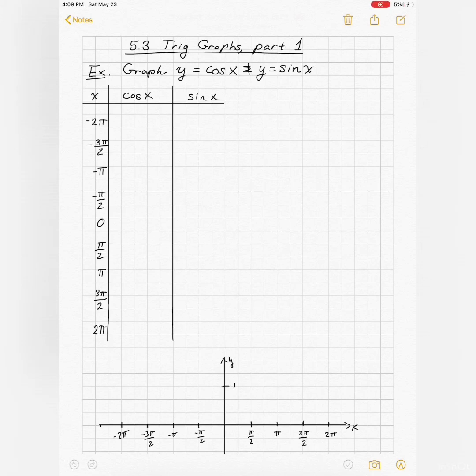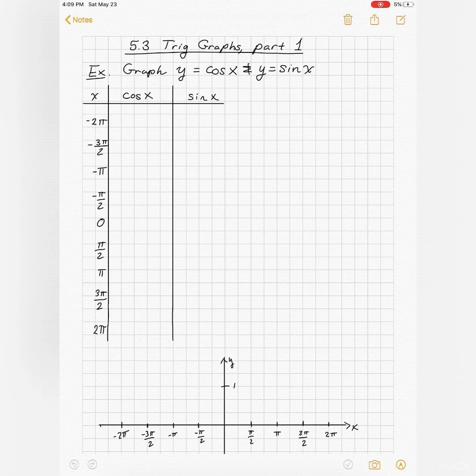So now that we've defined some trig functions like sine, cosine, etc., the next question would be, well, what if we were to graph the inputs versus the outputs for some of those? Okay, so that's what 5.3 is looking at. Actually, 5.3 and 5.4 are both looking at trigonometric graphs.